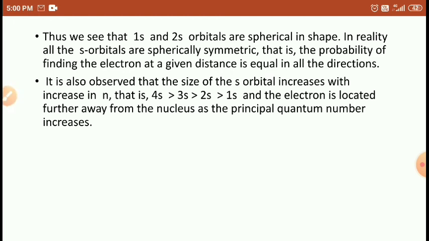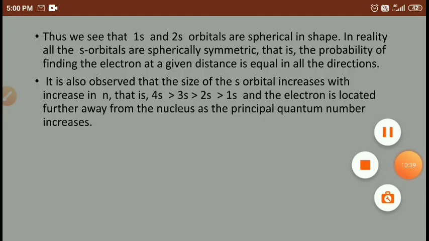So this is about the shape of the s orbital, students. Tomorrow we will discuss the shape of the p orbitals. Okay, thank you so much.